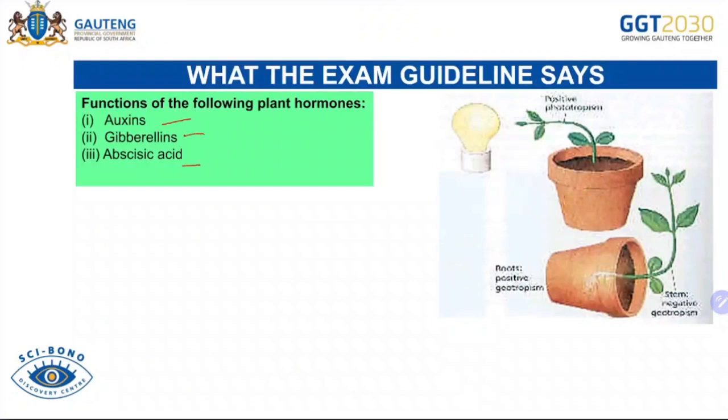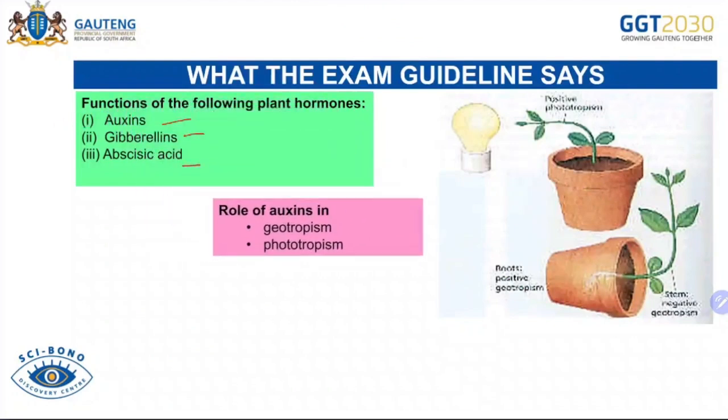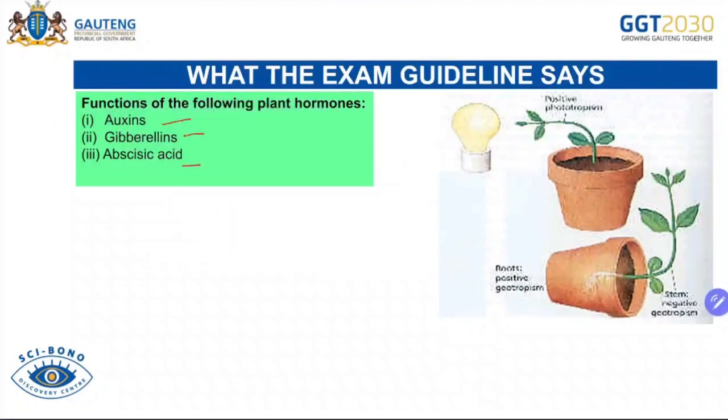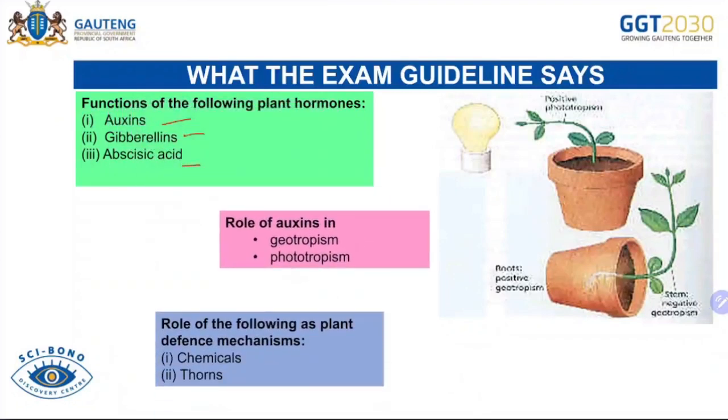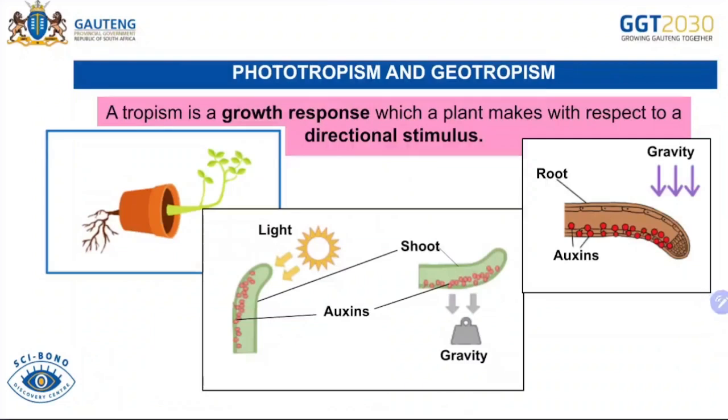Now we're going to look at phototropism and geotropism. A tropism is a growth response which makes a plant act in respect to a directional stimulus. So if you look here, the plant is growing upwards towards sunlight, phototropism, downwards here, the root, gravity, geotropism, right? There's light. When there is light, the auxins are damaged, so they move away from sunlight. They do not like sunlight, they move away from the sunlight, and auxins stimulate growth in the shoot.